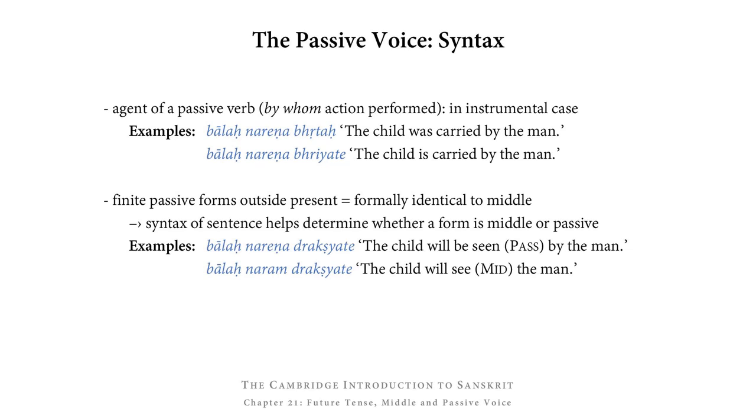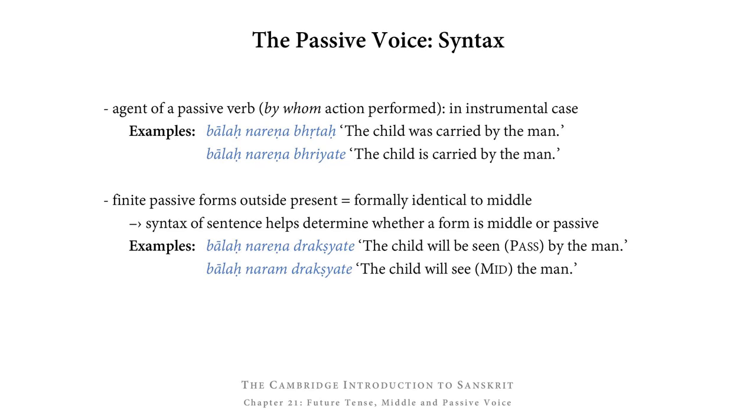And finally, a note on the syntax of passive verb forms. As we already saw in chapter 8, the agent of a passive verb, that is, the one by whom the action is performed, stands in the instrumental case. So, for example, balah narena bhritah means the child, balah, was carried, bhritah, by the man, narena. The exact same thing applies for present tense passive forms, so balah narena bhriyate simply means the child is carried by the man.